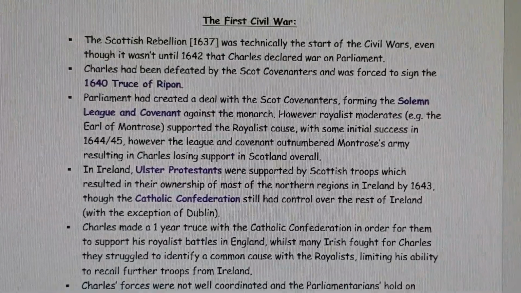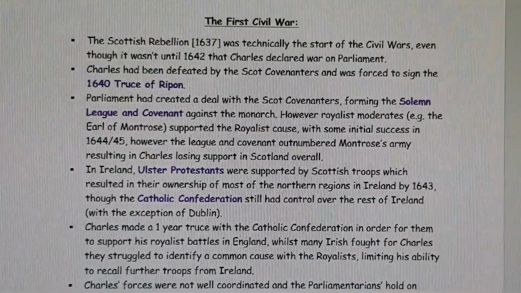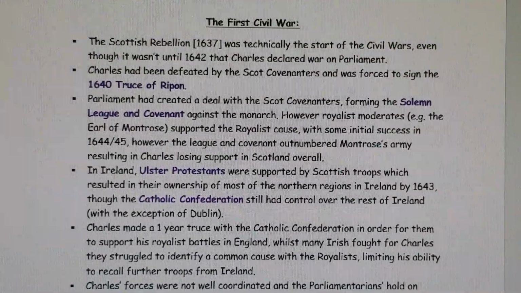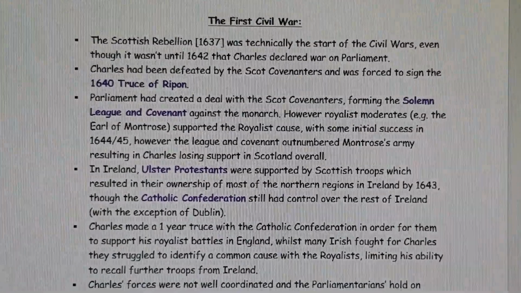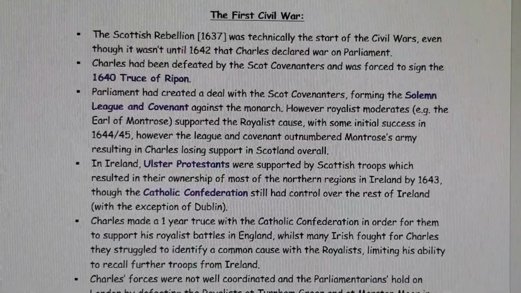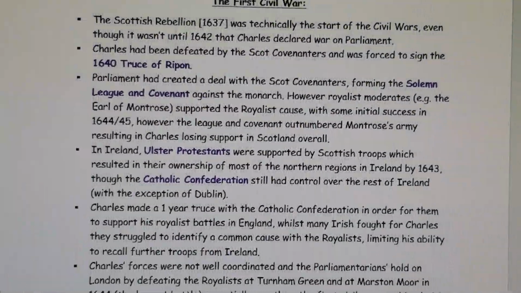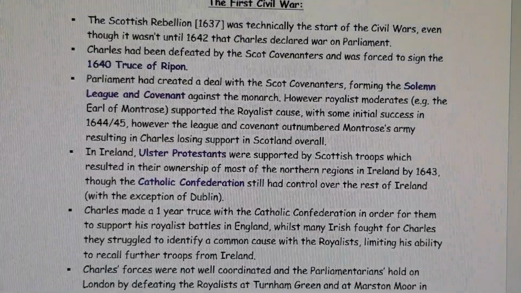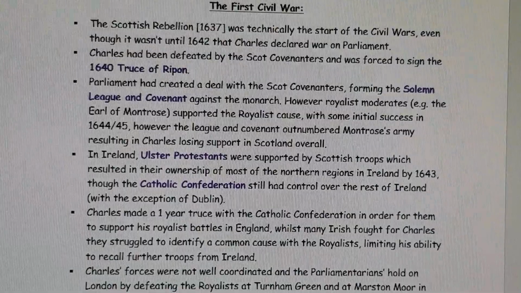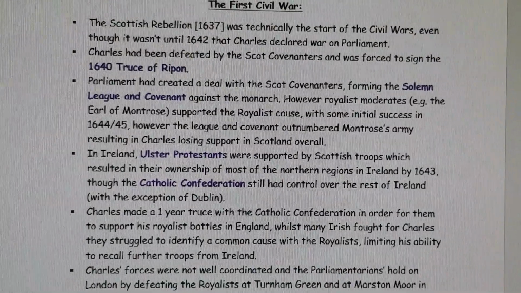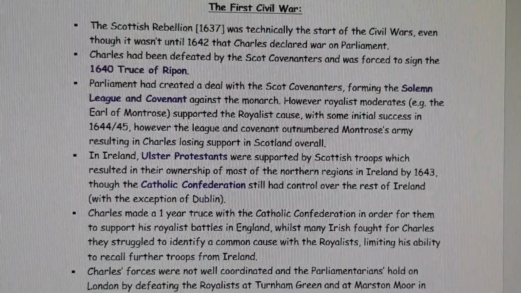However, royalist moderates, e.g. the Earl of Montrose, a Scottish politician, supported the royalist cause with some initial success in 1644 to 45. However, the League and Covenant outnumbered Montrose's army, resulting in Charles losing support in Scotland overall. So we could say that Charles's downward slope to loss is triggered by Scotland. He did have some sympathy, but not an overall majority.